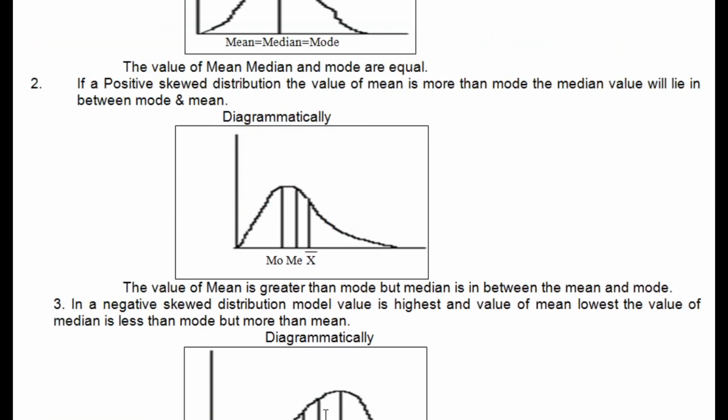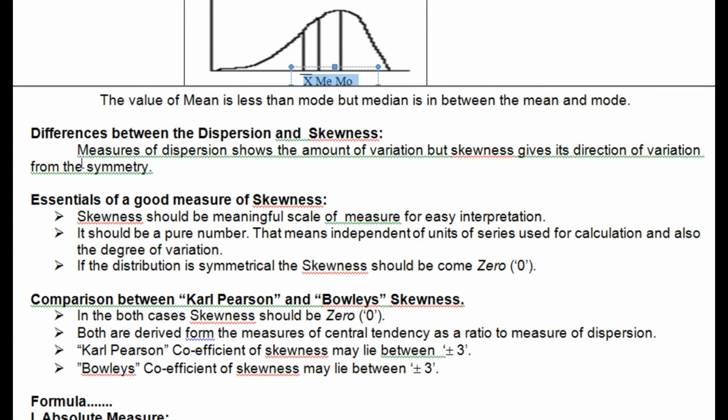So these are the three types of skewness. Move to the next one now. Differences between dispersion and skewness. The dispersion shows the amount of variation, but skewness shows the direction of the variation, which is symmetry. It means the dispersion shows only the variation, 10% change, 5% change, like that. But skewness shows the direction, meaning positive side or negative side. It may be constant, it may be positive side, it may be negative side. So only positive distribution and negative distributions are there, right?